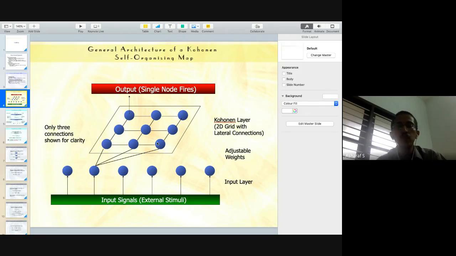So this is a two-dimensional grid of neurons. This is an input layer where every neuron in the input layer will be connected to every other neuron in the two-dimensional grid, the Kohonen layer. You can see that. So it's connected here, it's connected here. Likewise, it's connected to every other neuron in the 2D grid. Right? This is what it is. This is the basic architecture of a Kohonen self-organizing map. And let's see how it works.